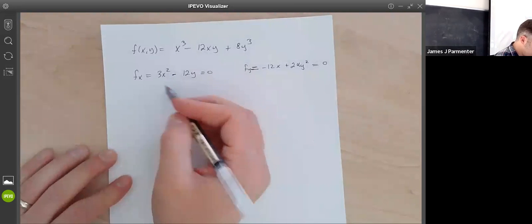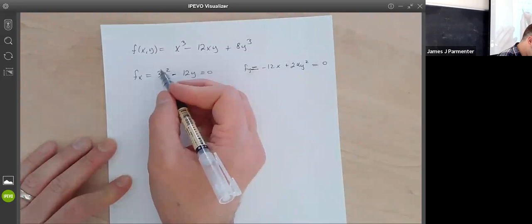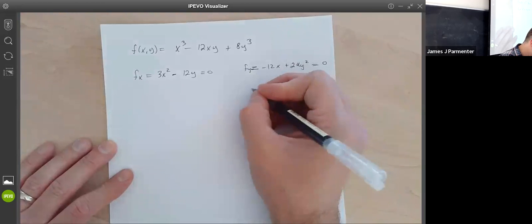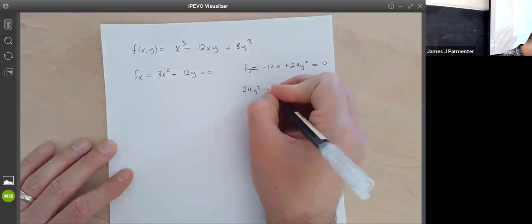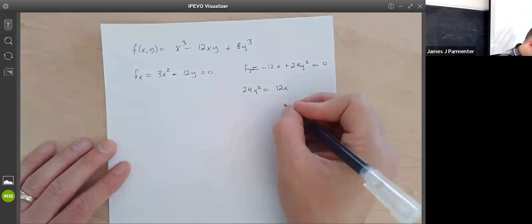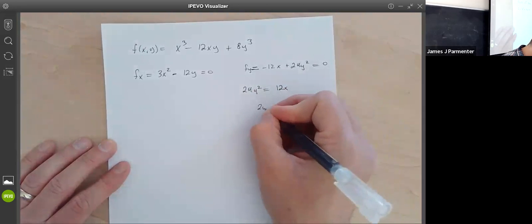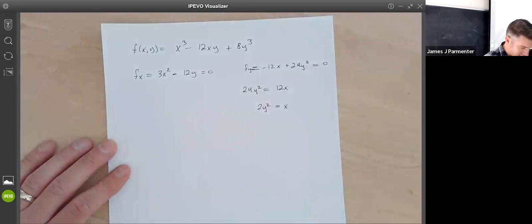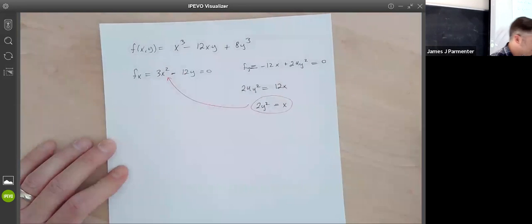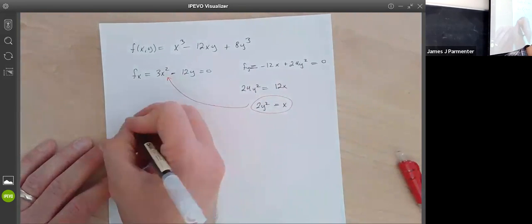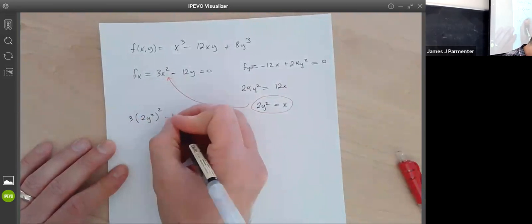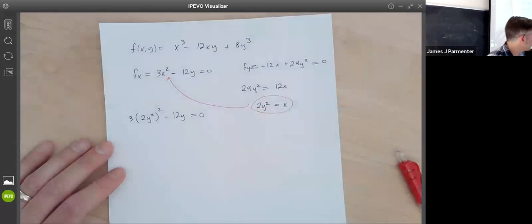So if I was going to do this, I did it differently in my notes, but I think I would actually do it this way. I'm going to solve for x here. So I'm going to say 24y squared equals 12x, just adding 12x to both sides, and then divide by 12. So that x equals 2y squared. And I'm going to plug that in for x over here. So that now 3 times 2y squared squared minus 12y equals 0.